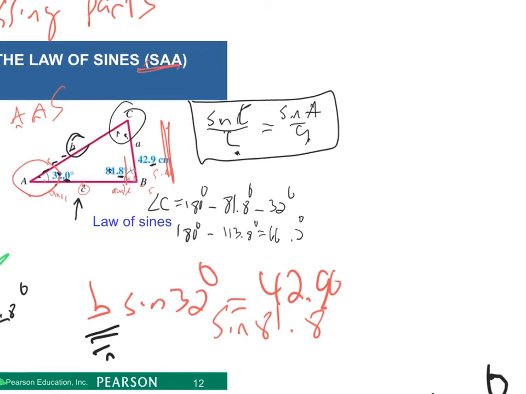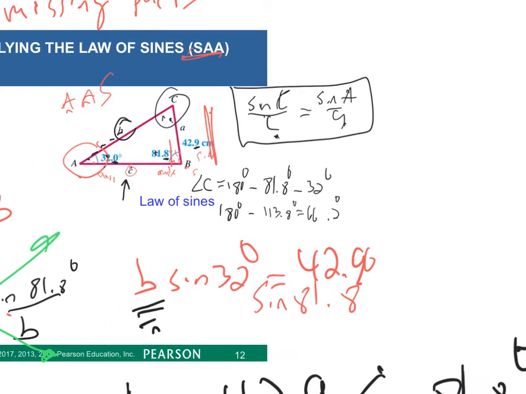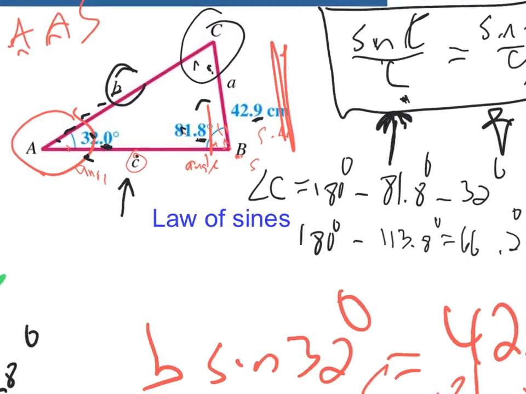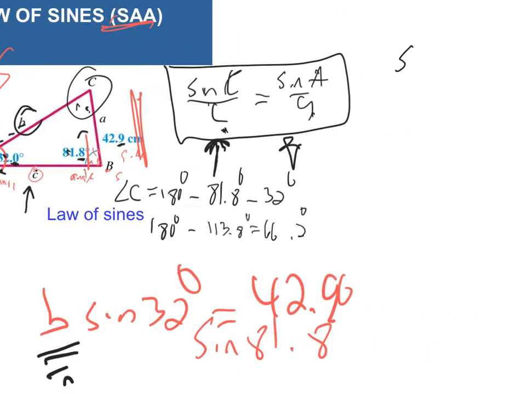So sine C. Now, typically, in this combination, one of these should be from what was given. You try to stay away from using sides that you computed. So since A's were in there, that works out good for me. Sine of 32 degrees over the 42.9 degrees. That was given to me.